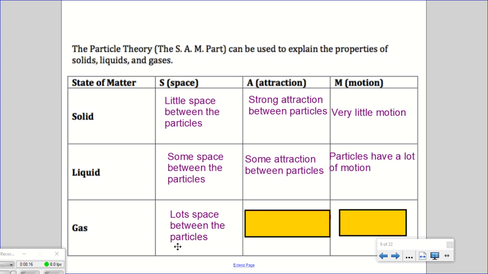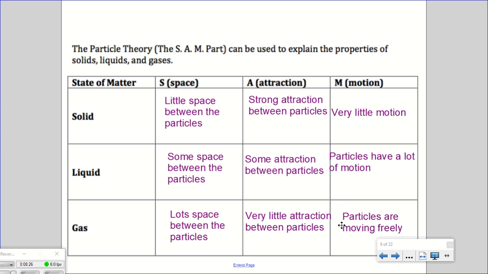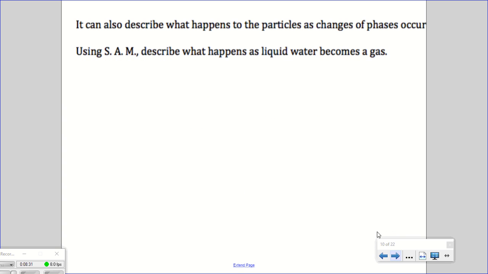In a gas, there is lots of space between the particles, and there is very little attraction between the particles. And as a result, the particles are moving freely about. So the SAM part, the spaces, attraction, and motion part, can also describe what happens to particles as changes of phase occur. So we can use the SAM to describe what happens as liquid water becomes gas.